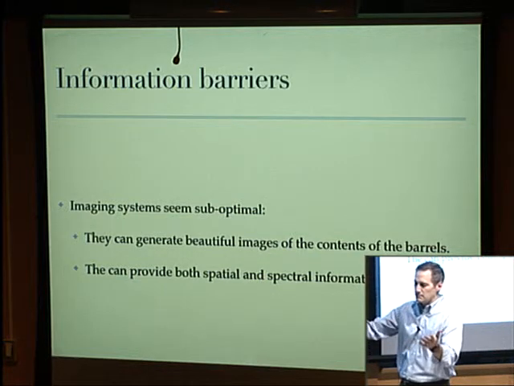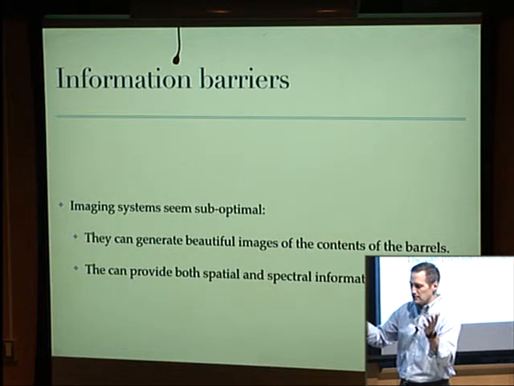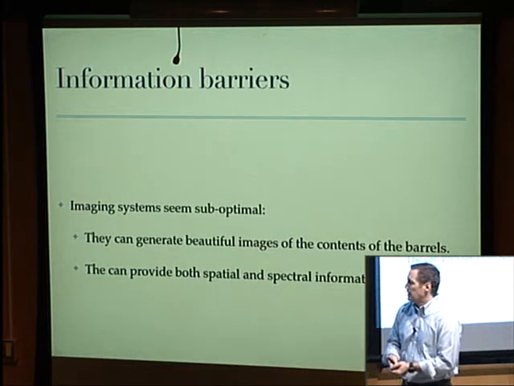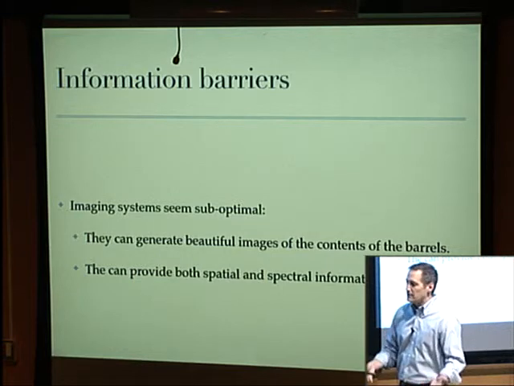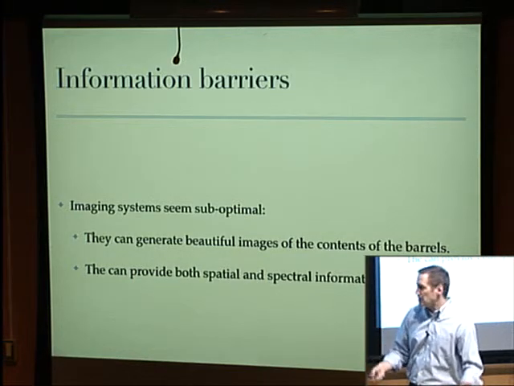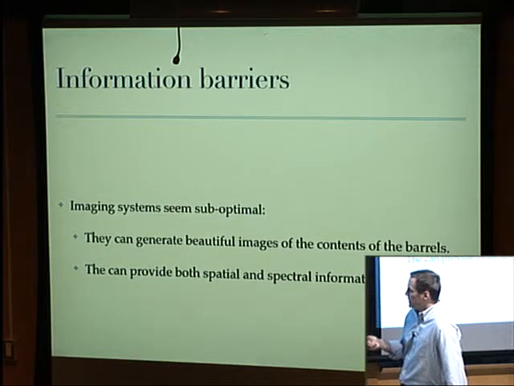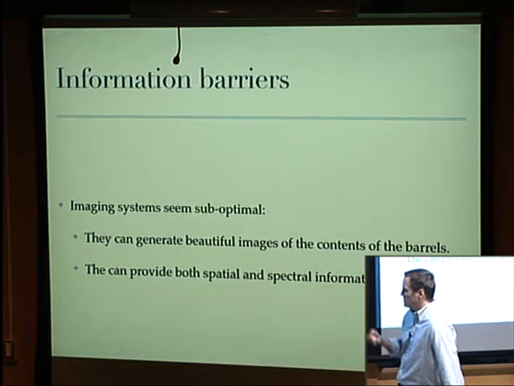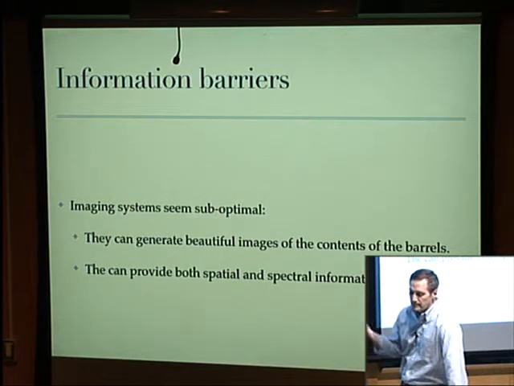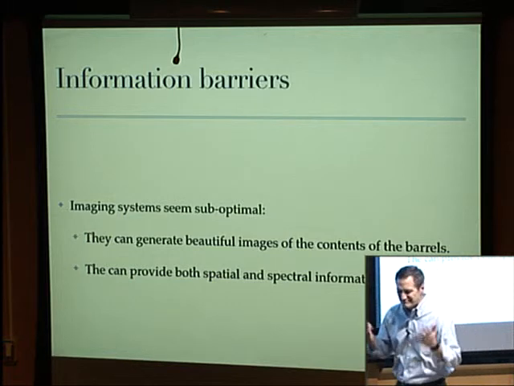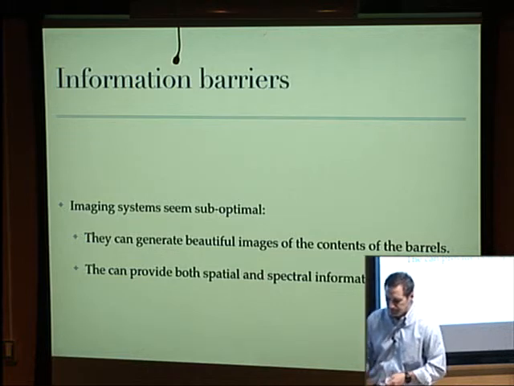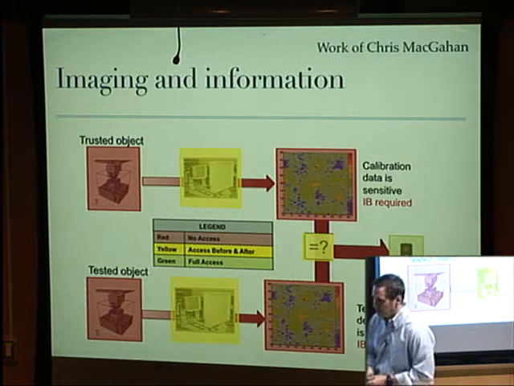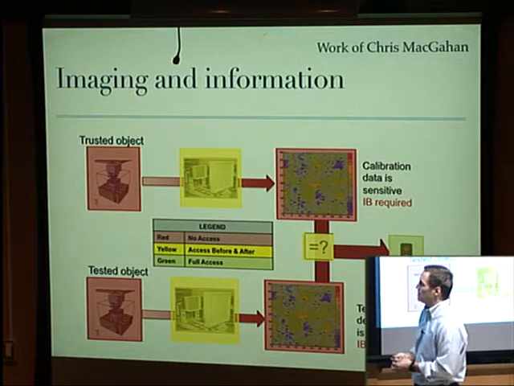Imaging systems generate beautiful images. A tomographic system could generate a beautiful image of what's inside that barrel. That would be great if you want to verify that it's a disarmed warhead. But if you want to hide information, that image is sensitive information and can't be used. So as I said, they can generate beautiful images of the contents of a barrel, and they can provide both spatial and spectral information, as we'll talk about in a second. But you don't want these beautiful images transferring hands. So let me set up how this might work.